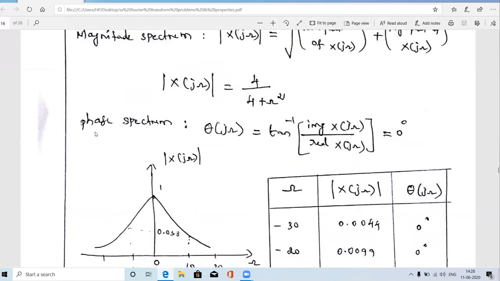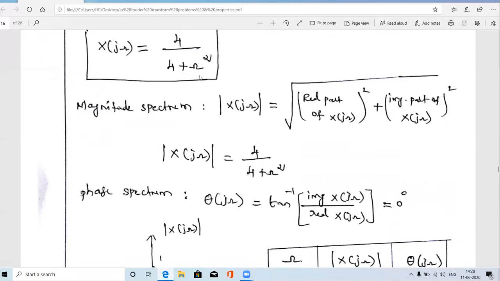Okay. Then the phase spectrum is calculated by tan inverse of the imaginary part of x of j omega divided by the real part of x of j omega. So in the given x of j omega, the imaginary part is 0. So tan inverse of 0 divided by this part. 0 divided by anything is 0. So tan inverse of 0 is 0 degree. So the phase spectrum is 0 degree. For any frequency, the phase spectrum value is 0 degree only. Okay, so we calculated the magnitude, modulus of x of j omega, and theta of j omega.